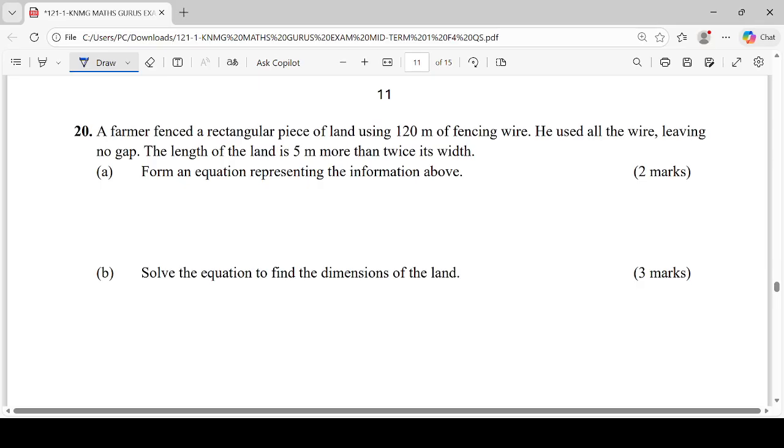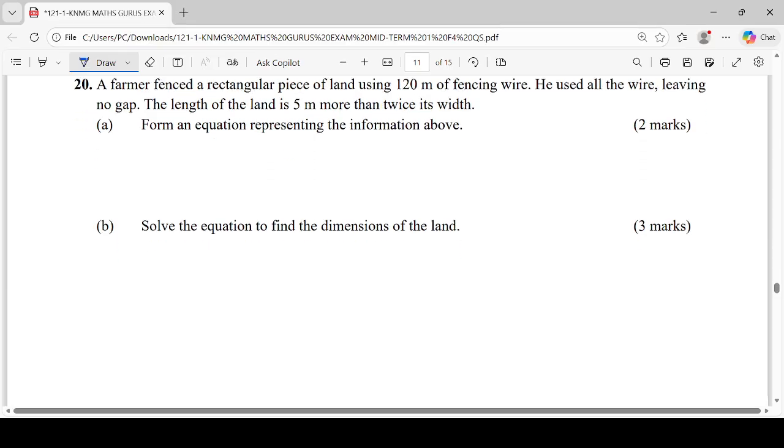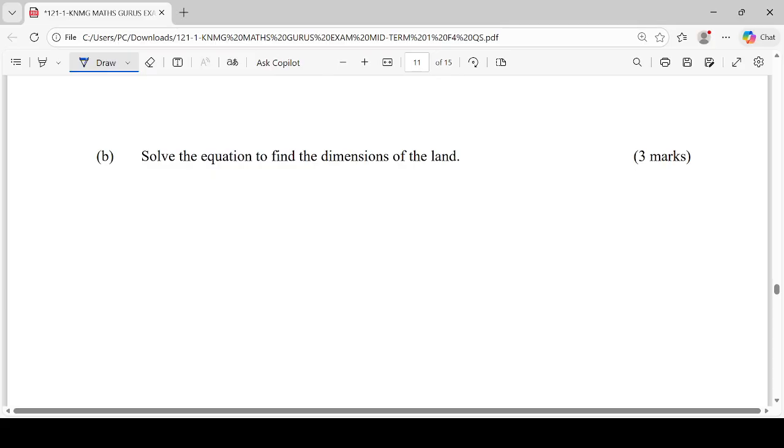Let's have a look at question number 20. We are now going to question number 20.